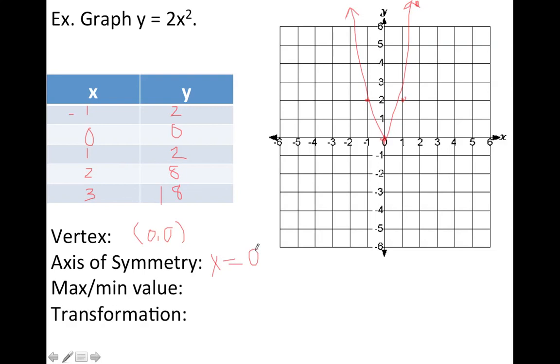Then we have to determine if we have a max or a min point. So if we look, our vertex is the lowest point of our graph, so it will be a minimum. And then we have to look at the y value of our vertex, which is 0. So our minimum value is 0.